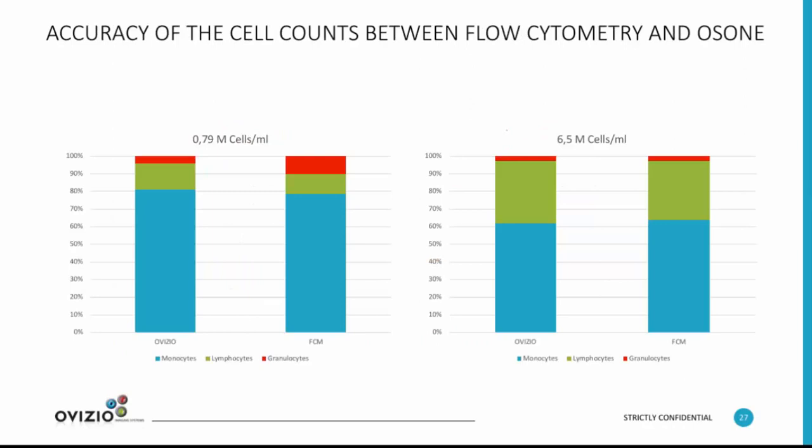If we compare ourselves with a flow cytometer, which is often used in this case, then we see that we provide very similar results on the lower cell densities. This was using only 100 images per cell. There was still some work to do on the higher cell densities, where we had access to a lot more cells per cell type. You see that the results are very much alike between the Ovizio OsOne ILINE F combination compared to the flow cytometer.